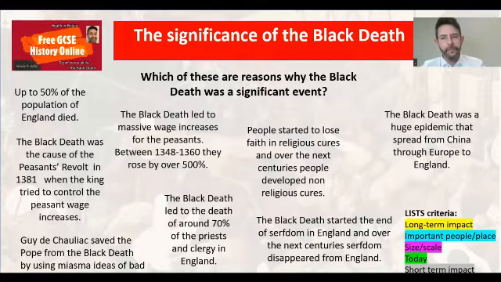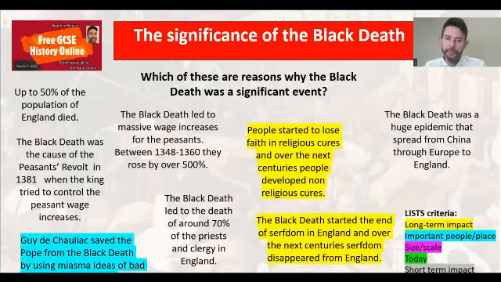So which ones are long-term? People start to lose faith in religious cures. The Black Death showed that religious cures didn't work, so over the centuries, religion was abandoned as a medicine and a treatment. The Black Death started to end serfdom in England, so a big change to people's wealth. Now, that does affect our health topic because obviously people are richer, can afford doctors, better public health, more taxes, those sorts of things.